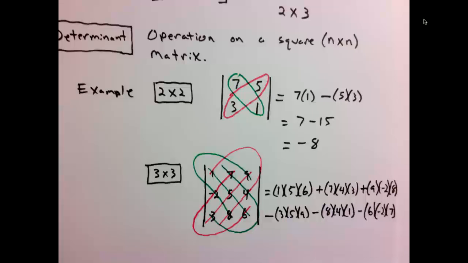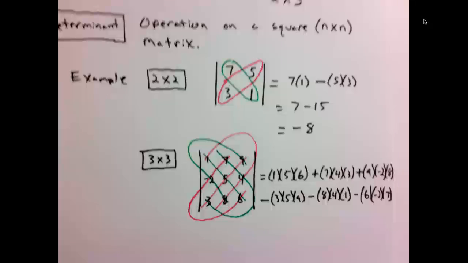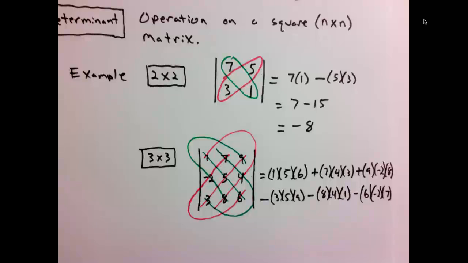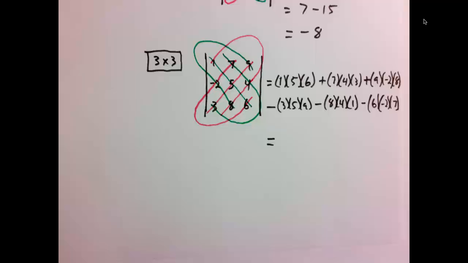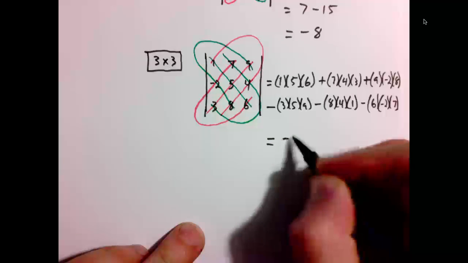I'm going to leave that arithmetic to you, but you can certainly multiply each one of those out. I believe the determinant here is negative 113.